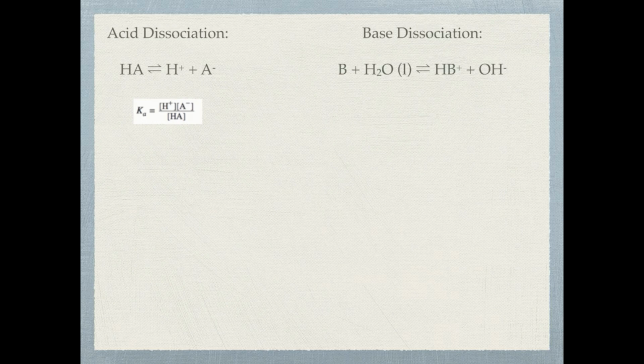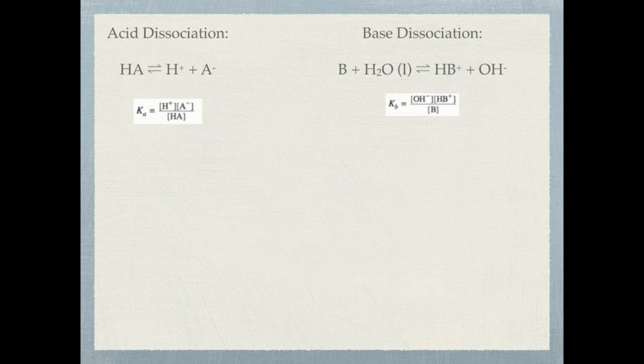Okay, bases accept protons, so it's going to steal a proton from the water. So you now have HB plus, and then it produces hydroxide since that hydrogen was stolen. Okay, so when I write out my Kb, and it's Kb because I'm in equilibrium and it's a base dissociation reaction, I'm going to have the concentration of hydroxide times the concentration of HB plus all over the concentration of my base. Keep in mind that we exclude water because it is a liquid.